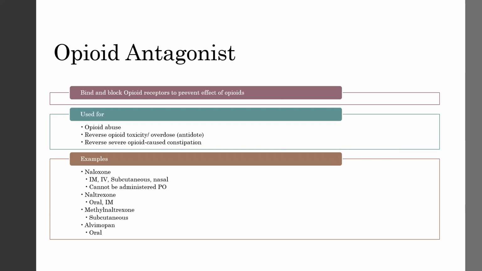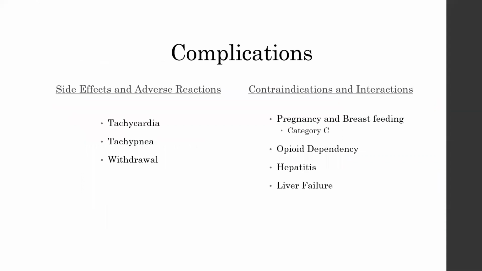So it's used for opioid abuse, reversing opioid toxicity or overdose, and to reverse severe opioid-caused constipation. Examples would be naloxone, which is administered IM, IV, subcutaneous, or nasally, and it cannot be administered PO because it has a high first-pass metabolism. Then we have naltrexone, which can be administered orally or IM, methylnaltrexone, which can be subcutaneous, or alvimopan, which is oral. Side effects would be tachycardia, tachypnea, and withdrawal symptoms.